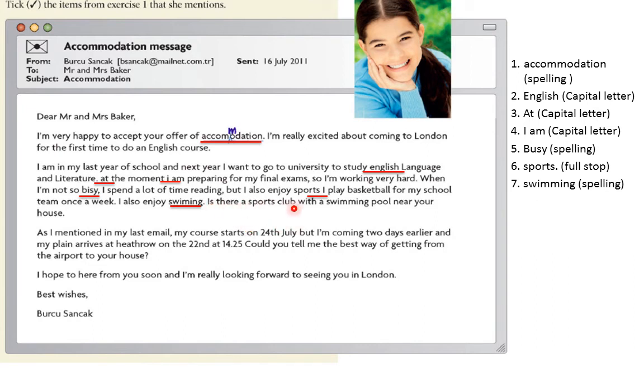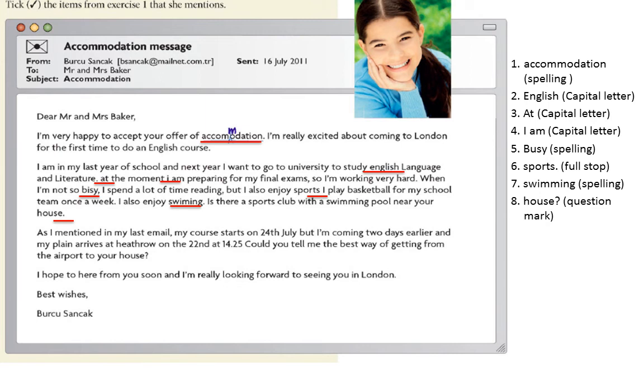Is there a sport club with a swimming pool near your house? This is a question, and it should end with a question mark. So, the eighth mistake is not using a question mark at the end of a question after the word house.